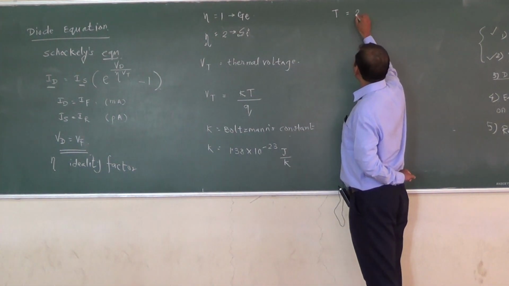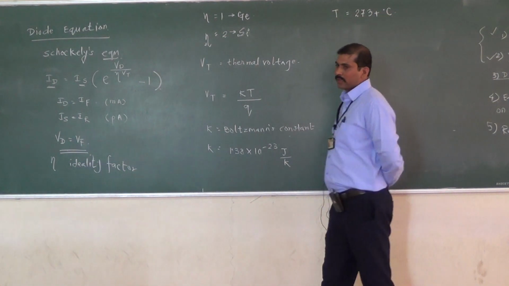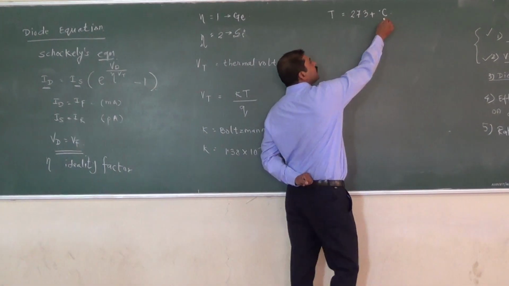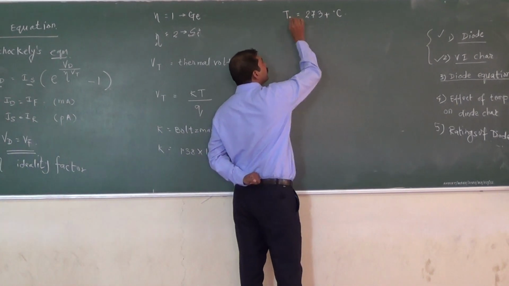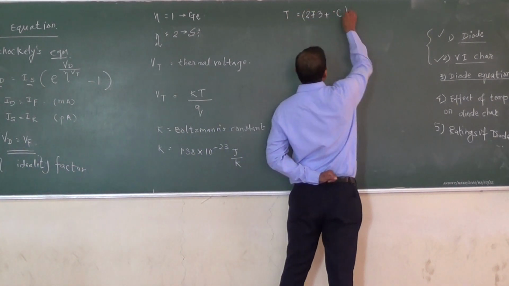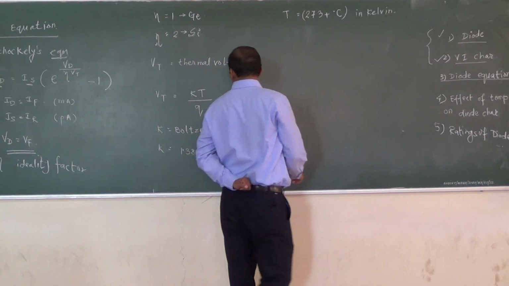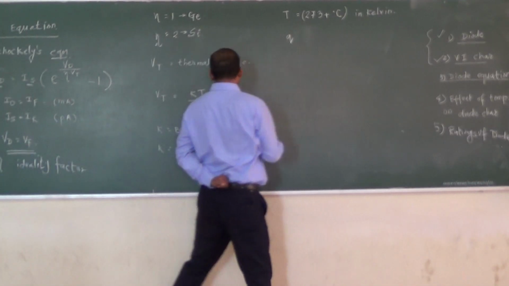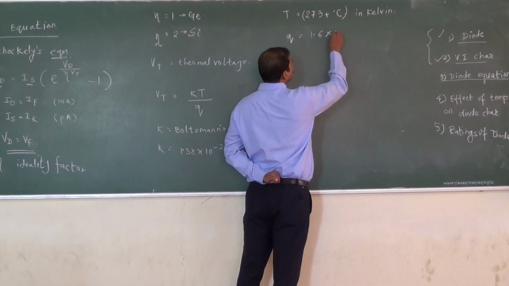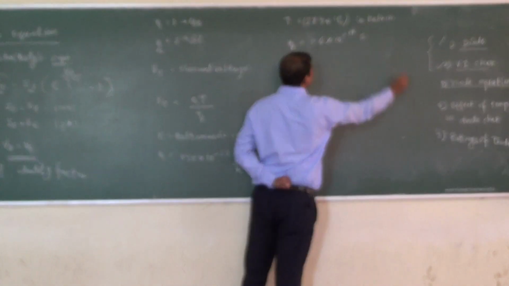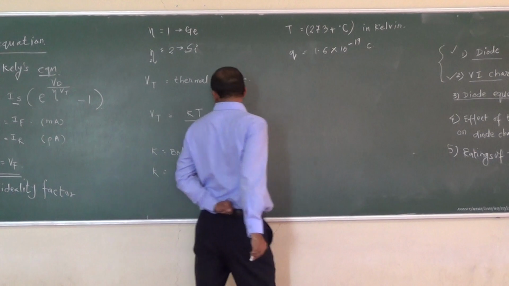So temperature in Kelvin is 273 plus temperature in degree centigrade. What it means is that if we put the temperature in degree centigrade over here, we can get the value of temperature in kelvins. Now the next term is q. q is the charge on an electron, that is 1.6 into 10 raised to power minus 19 coulombs. And this is a very small quantity.